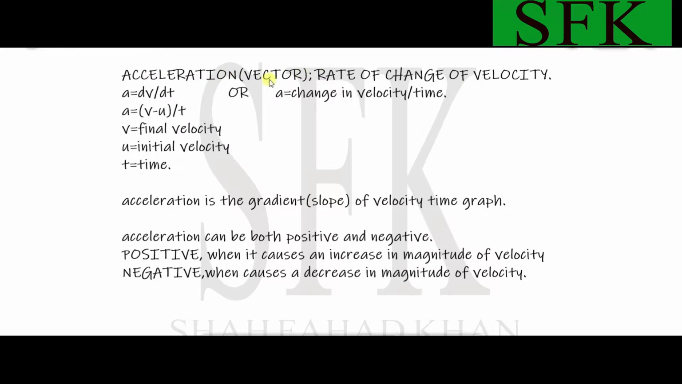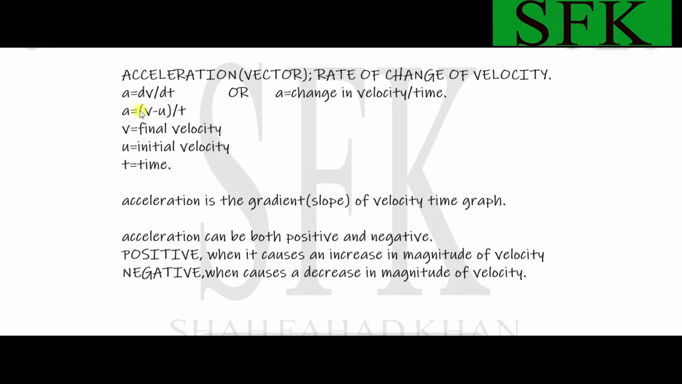Acceleration is a vector quantity. Acceleration, by definition, means the rate of change of velocity. So, rate of change of velocity basically means the change in velocity with respect to time, which mathematically can be written as change in velocity divided by time. It can also be expressed as dv/dt, which means difference in velocity divided by difference in time.